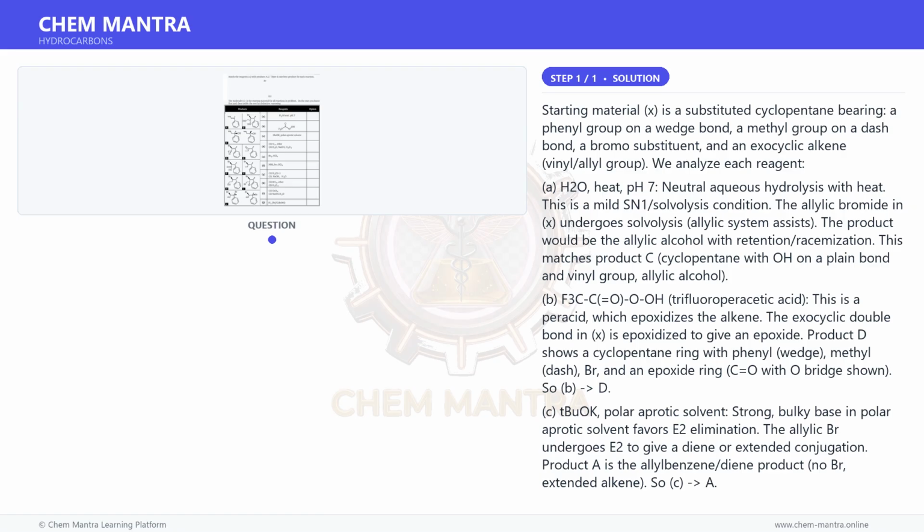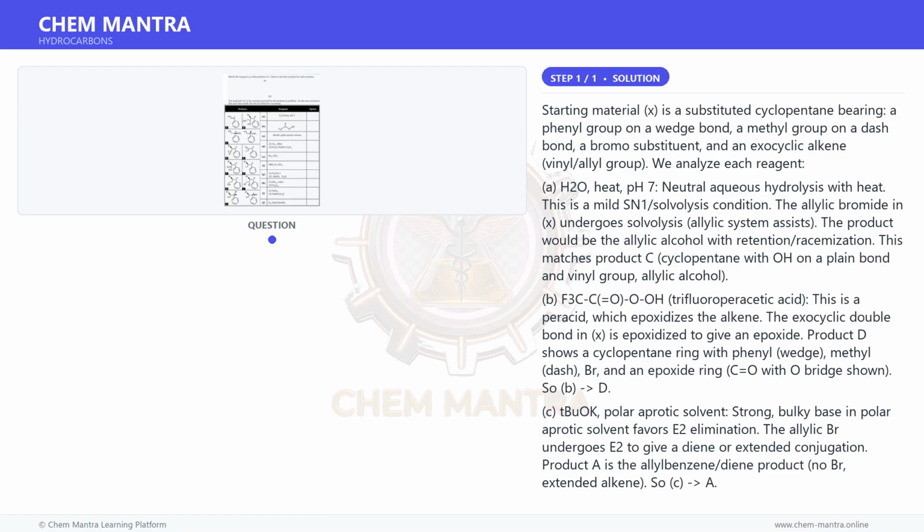So, C matches A. D: 1. O3, ether; 2. H2O, NaOH, H2O2. This is ozonolysis followed by basic oxidative workup. H2O2 with NaOH gives a carboxylic acid from the aldehyde. The exocyclic double bond is cleaved oxidatively, and one fragment becomes a carboxylic acid. Product F shows Br, a carboxylic acid, O=C-OH, phenyl, and methyl on the cyclopentane.